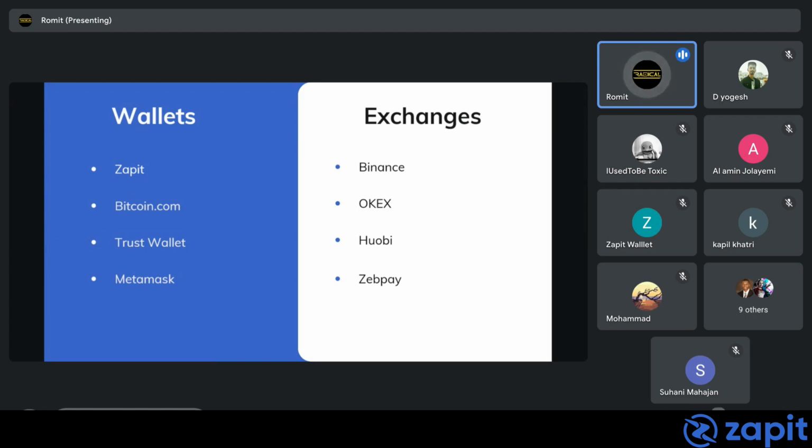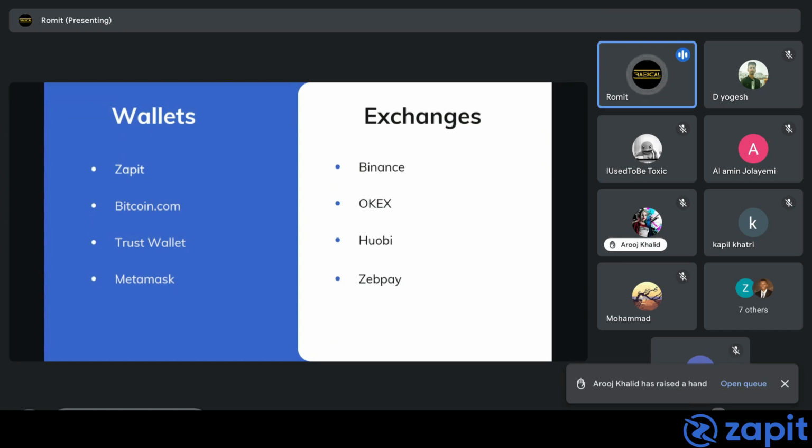And for exchanges, although Binance has been having a lot of issues lately, Binance is still the biggest exchange in the world. They do have a lot of coins. There are probably thousands of coins that you could buy and sell. OKX is another one, Huobi, and if you're from India, ZebPay allows you to buy and sell cryptocurrencies as well.